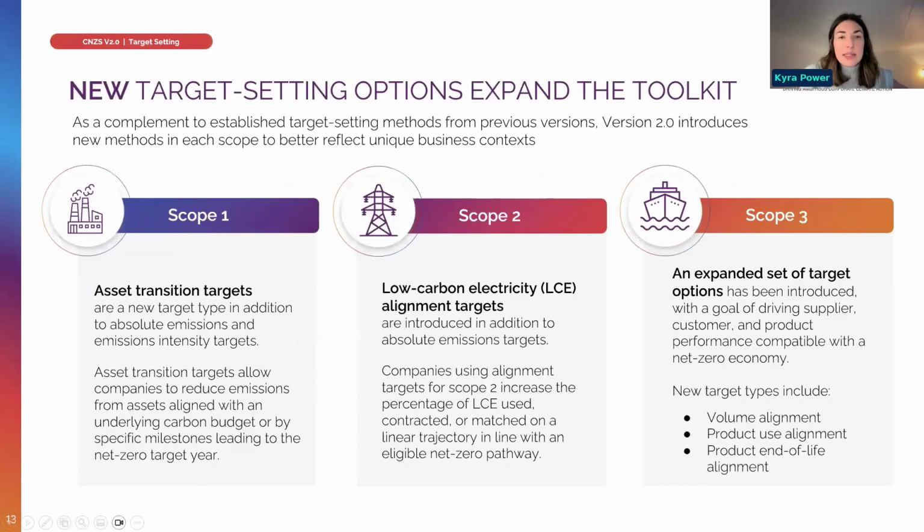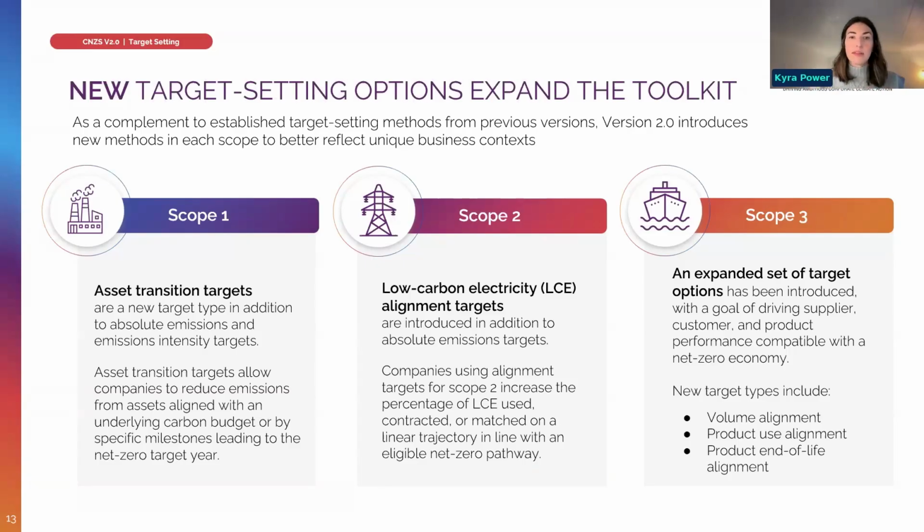After a company has set and determined their base year, that will inform how they determine what target types are most suitable for their unique structure and activities. In scope 1, companies can set an absolute emissions reduction target. These are targets that reduce emissions on a linear trajectory. Or, if applicable, they can set an emissions intensity target for sector activities that are eligible to use a sectoral decarbonization approach. These are outlined in SBTi sector standards and guidance.